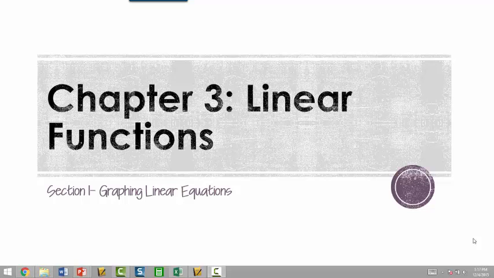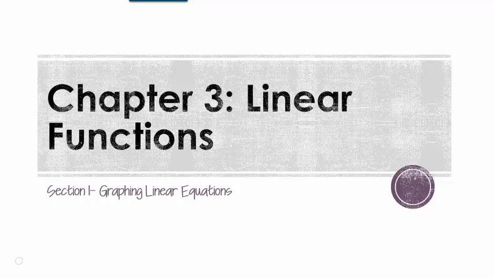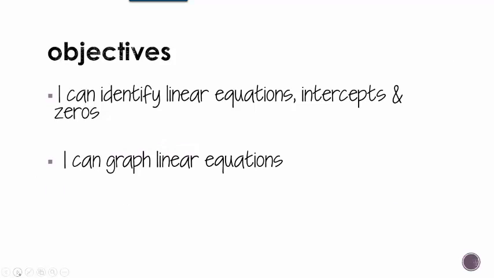In Chapter 3, we're switching gears, and we're no longer working on solving things or getting x by itself. Instead, we're going to talk about how these linear functions that we've dealt with look on a graph. So we're going to start today with identifying linear equations, identifying intercepts, and zeros. Zeros we'll talk more about in the next section.